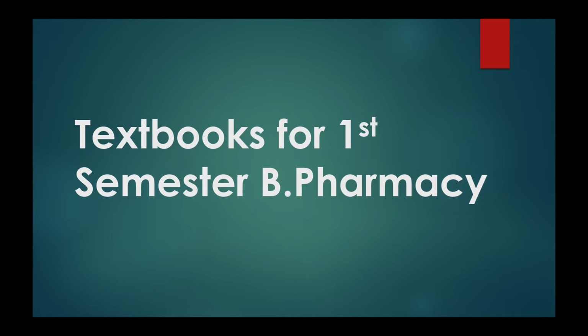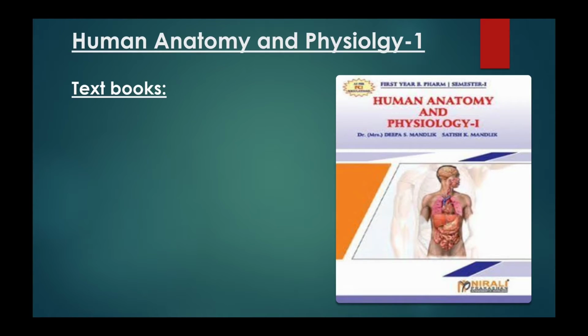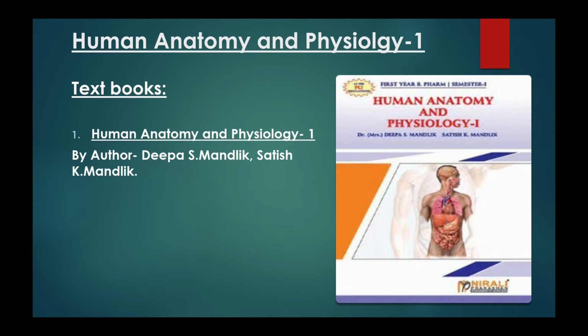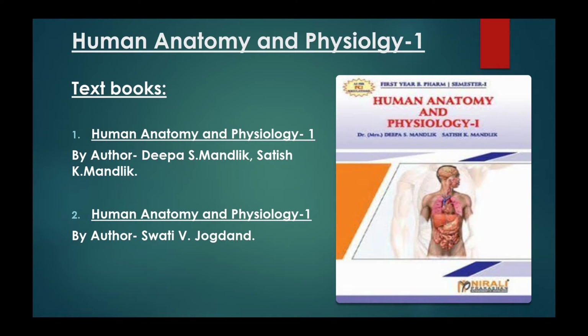Now we'll see the textbooks for first semester B Pharmacy. For the Human Anatomy and Physiology 1 subject, you can refer to the textbook Human Anatomy and Physiology 1 by author Deepa S. Mandlik, Satish K. Mandlik. The next textbook which you can refer to is Human Anatomy and Physiology 1 by author Swati V. Jogdant.